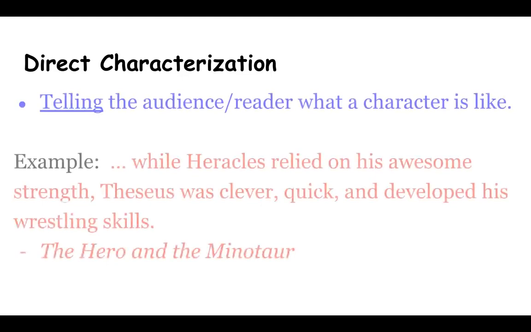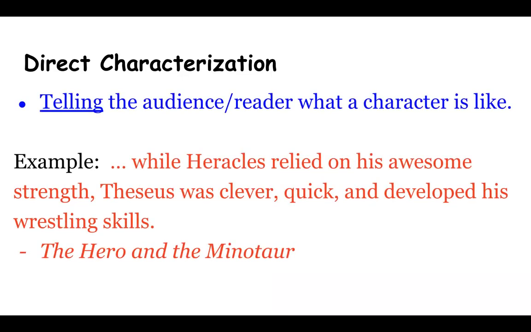And when we're thinking about the way we learn about a character, the most direct way, direct characterization, is through telling, where the reader is simply told what the character is all about. And we see that oftentimes in stories where writing is not as creative and does a lot of straightforward prose. So, in this one, while Hercules relied on his awesome strength, Theseus was clever, quick, and developed his wrestling skills. So, right away, we're told what Theseus is like. We're not shown what he's like.